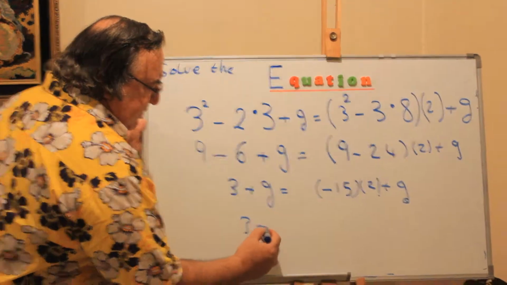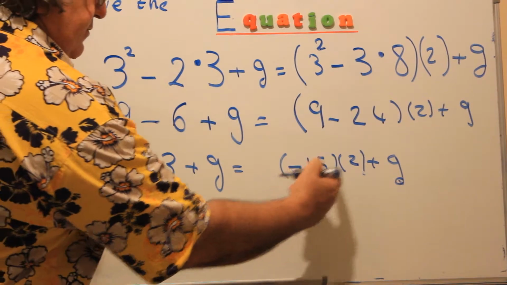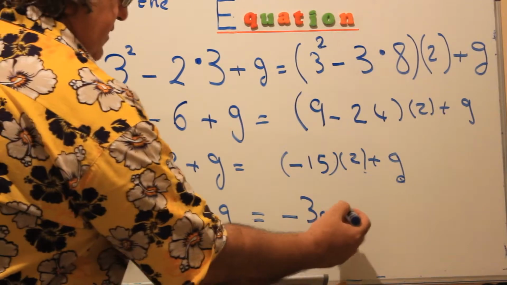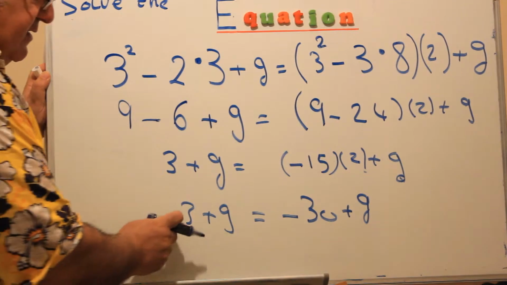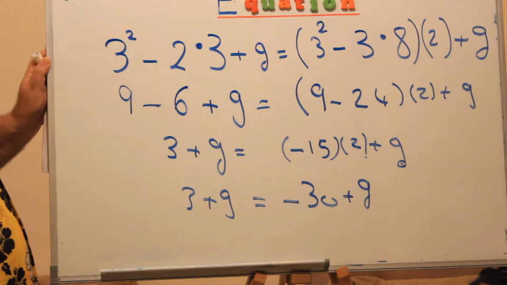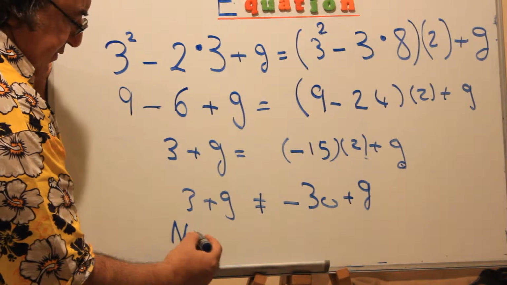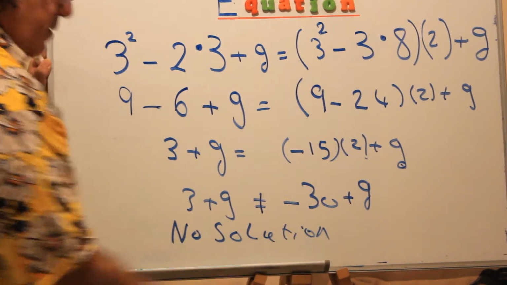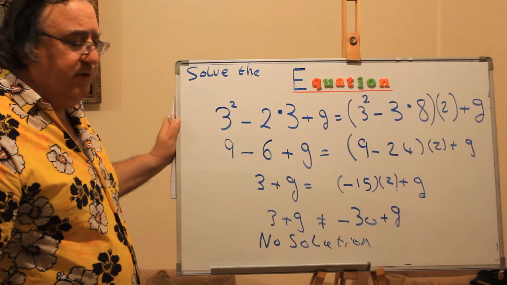So this will keep it as it is, because a number with a variable cannot be combined. So minus 15 times 2 is negative 30, plus g. Wherever you go in the world, you cannot say these are equal: 3 plus g is equal to negative 30 plus g. So as long as they are not equal, we say here no solution. As long as this expression is not equal to this, there is no solution.